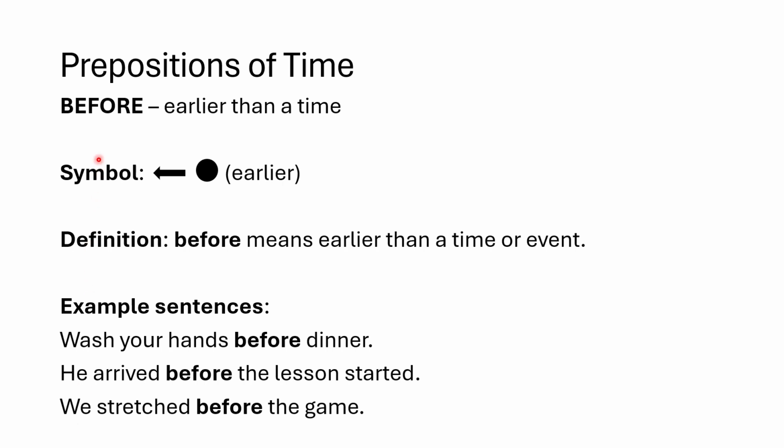The preposition before indicates earlier than a time. Here is a symbol to illustrate earlier. This is the definition. Before means earlier than a time or event. Listen to the example sentences. Wash your hands before dinner. He arrived before the lesson started. We stretched before the game.